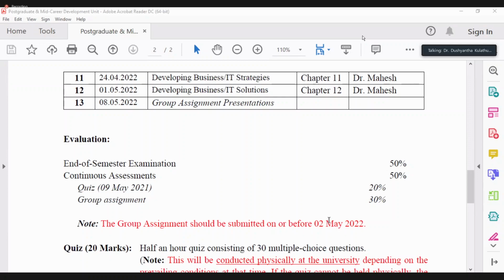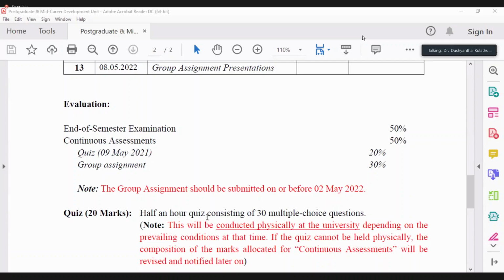And so basically the content covered up to a certain point will be included in the particular group assignment. So we will design the group assignment based on what we have covered up to that particular point of time.